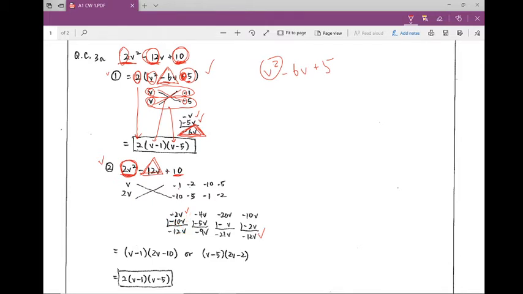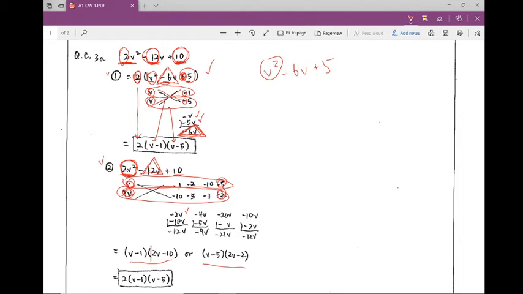where we also got negative 12v, as we can see here, 2v times negative 5 is negative 10v. V times negative 2 is negative 2v, which also gives me negative 12v. So if I write this across, that's v minus 5, which gives us this expression, and 2v minus 2, which gives me this expression. And these are not the same expressions, as you can see here, but as you'll soon find out, they're equal.